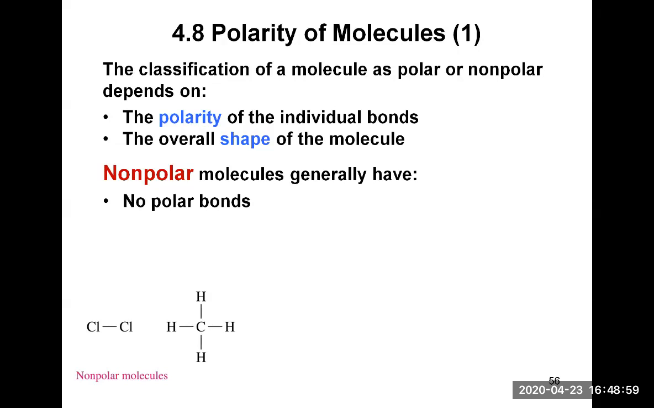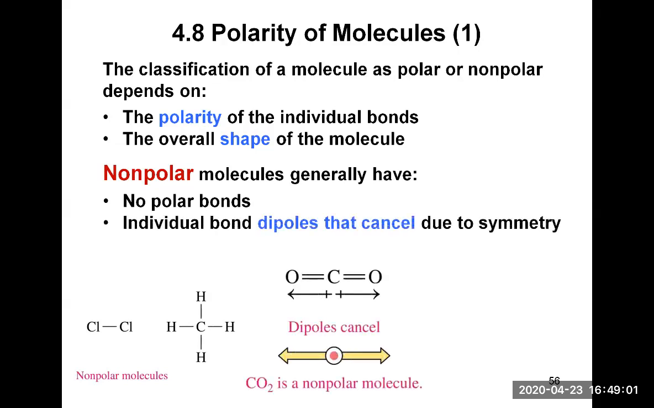And non-polar molecules generally have individual dipoles that cancel due to symmetry. So sometimes you have molecules that have polar bonds, but they cancel due to the symmetry of the molecule. And then the overall molecule is non-polar.